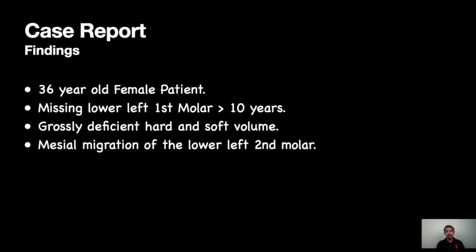So let's come to the case that we are discussing today. This is a case report of a 36-year-old female patient who had a missing lower left first molar for more than 10 years. She showed grossly deficient hard and soft tissue volume along with mesial migration of the lower left second molar.